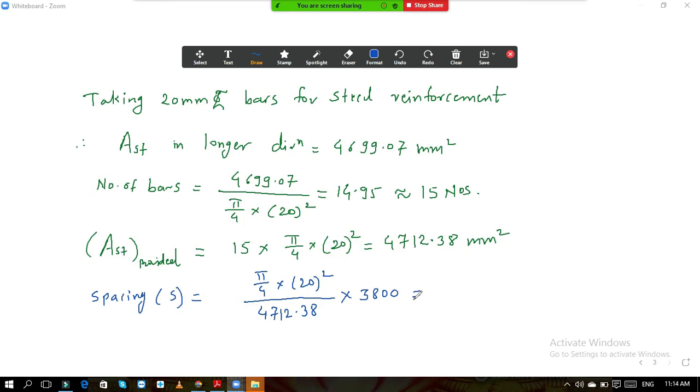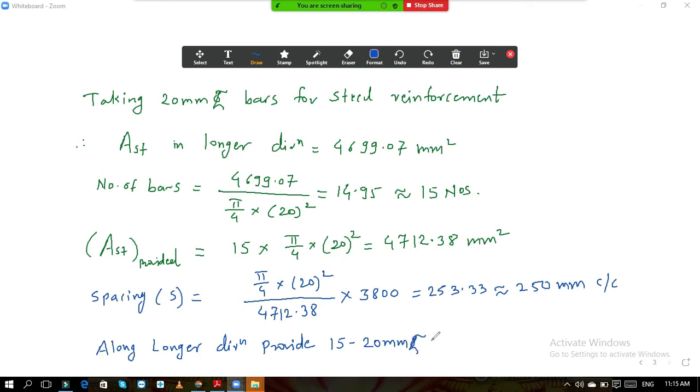So calculate the spacing now. It is 253.33, which is nearly equal to 250 mm center to center. Okay. So here I can say along longer direction. Longer direction means direction of 4.05 meter. Provide 15 bars of 20 diameter about 250 center to center. Okay, so this is for the steel along longer direction. Now we will move to the steel along shorter direction.